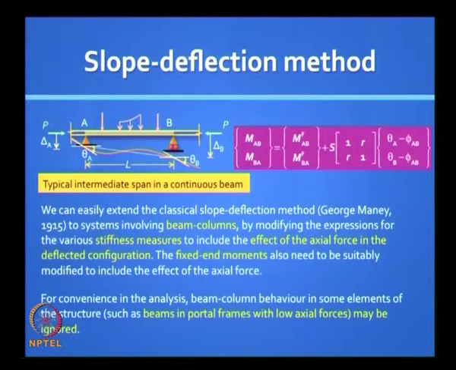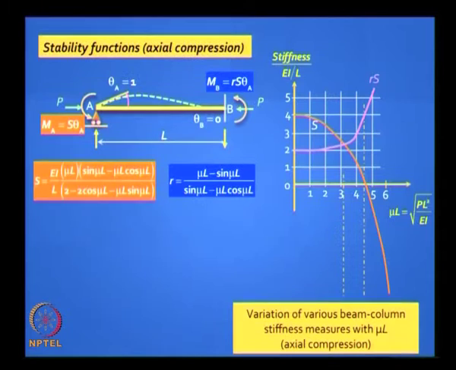So for convenience in the analysis, the beam column behavior in some elements of the structure, let us say you have a multi-storied frame, you need not take the beam column effect in all of them. You need to worry only in those elements where the P is significant. So P by PE of that element should be large, and we suggested more than 15%. For the others you can ignore this value.